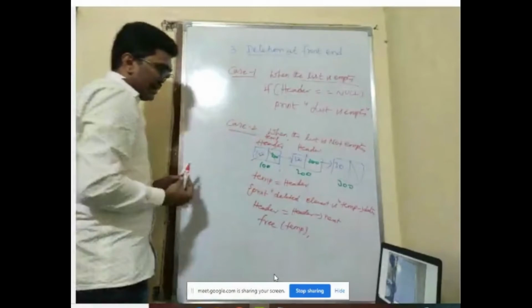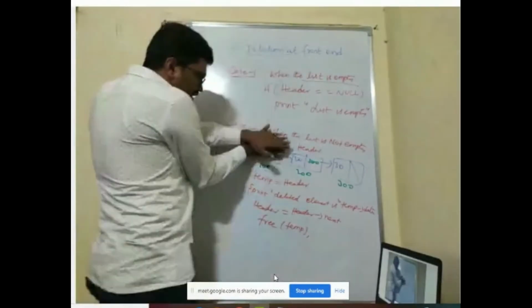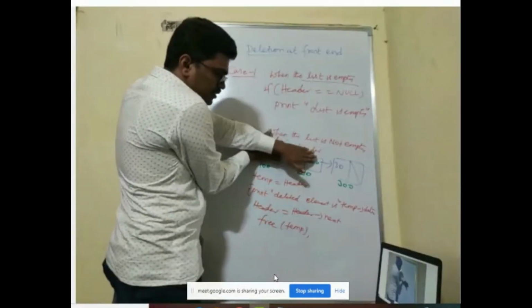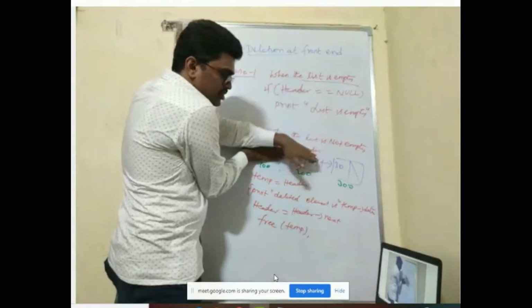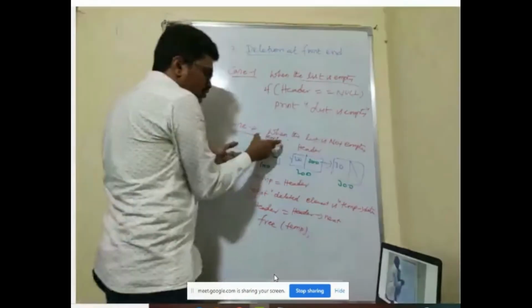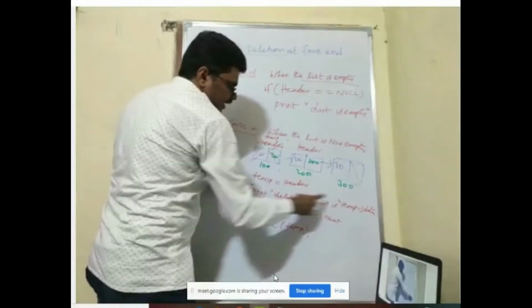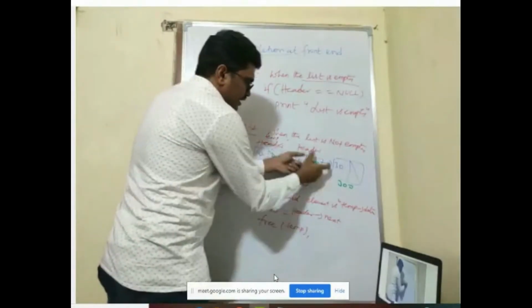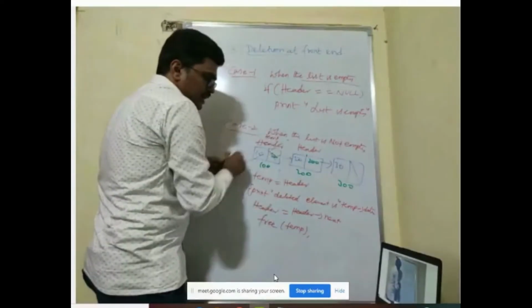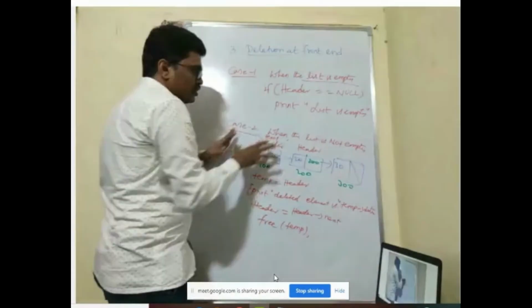I hope you understood. So now I have to delete this. Once I delete this, this will become the first node in the list. So my header should point to this. In order to get the data from this, I'll take temp equal to header. I'll print temp data, move header to the next one, and delete this temp. So this is how you are going to delete.